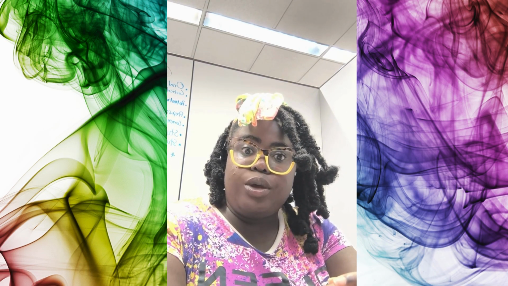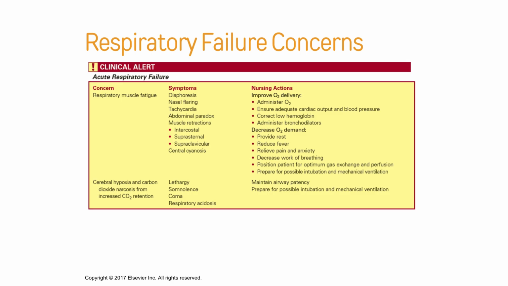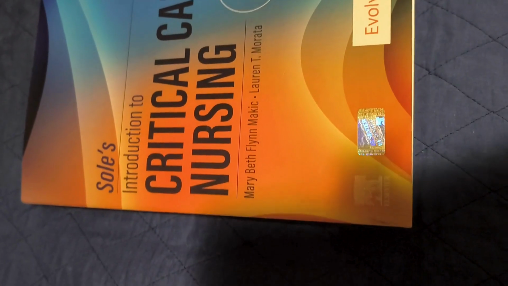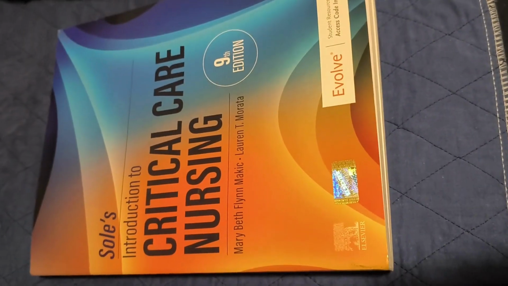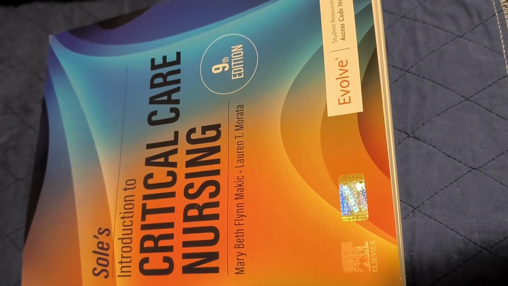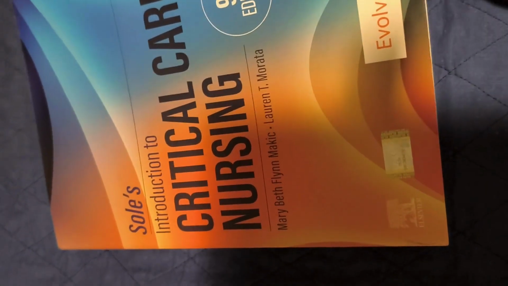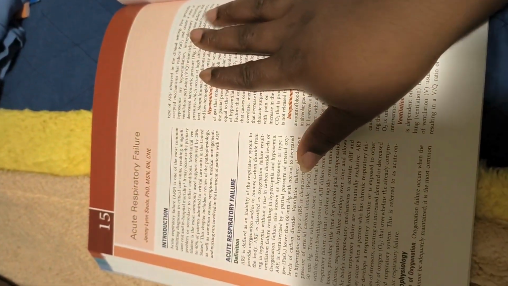Now we're going to go to ARF. When I was talking about the book I used, this is what I meant. This is Sole's Introduction to Critical Care Nursing, 9th edition, because currently I'm in critical care nursing. So the topic we're talking about was acute respiratory failure, ARF, and this is it.